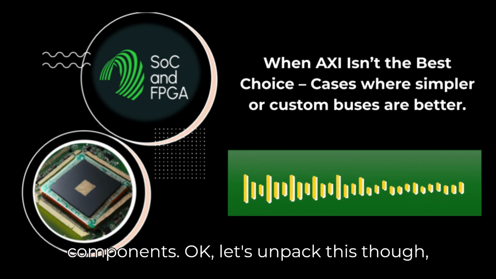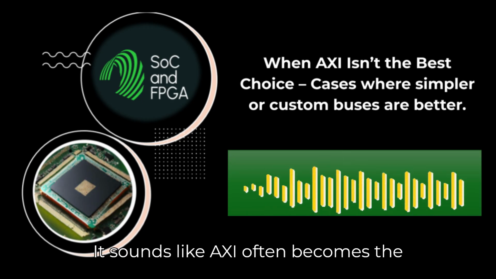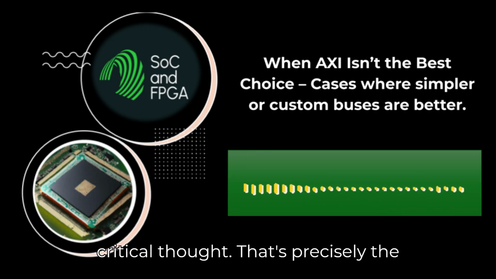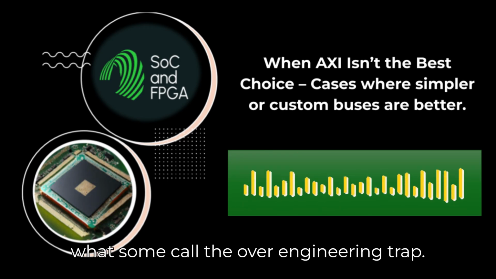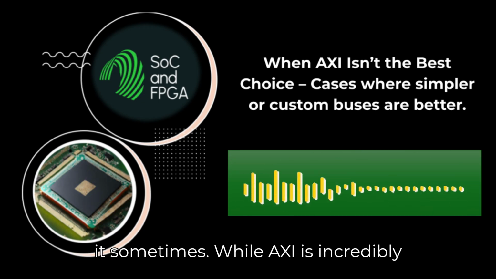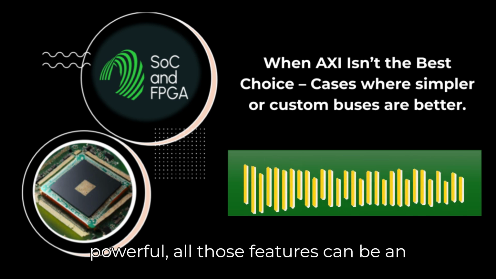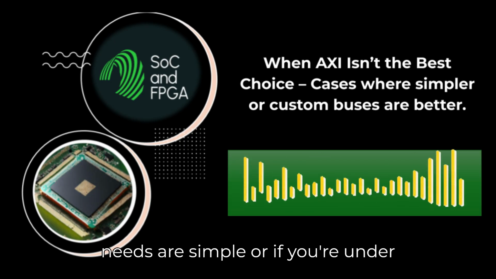Okay, let's unpack this, though, because it's so prevalent, so supported. It sounds like AXI often becomes the default choice, maybe without enough critical thought. That's precisely the point, and that's where we can fall into what some call the over-engineering trap. It's like using a sledgehammer to crack a nut sometimes. While AXI is incredibly powerful, all those features can be an unnecessary burden if your communication needs are simple or if you're under really tight constraints.